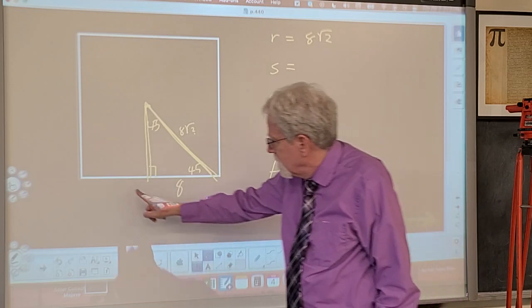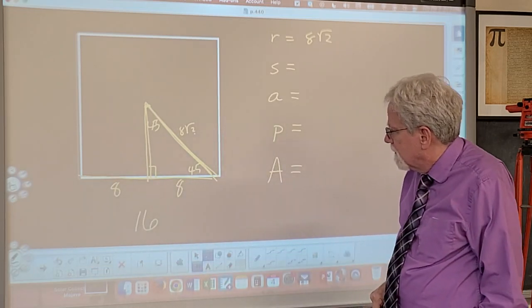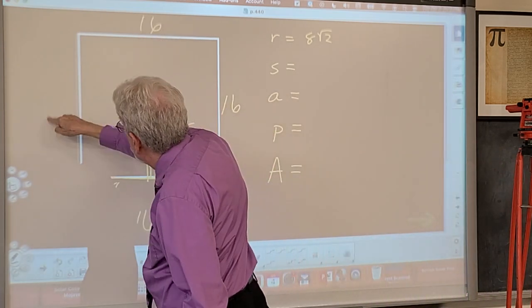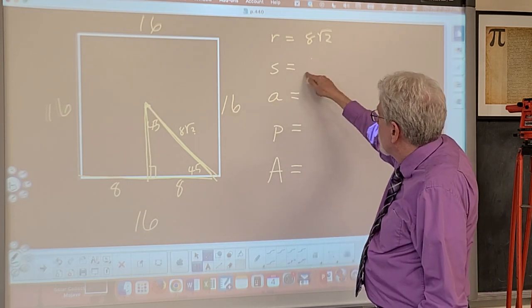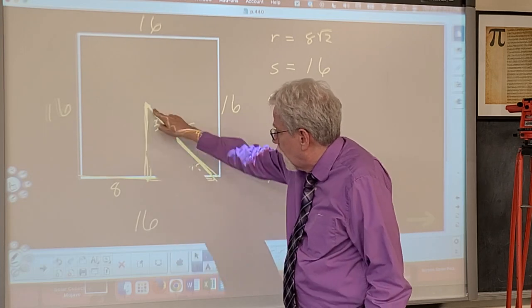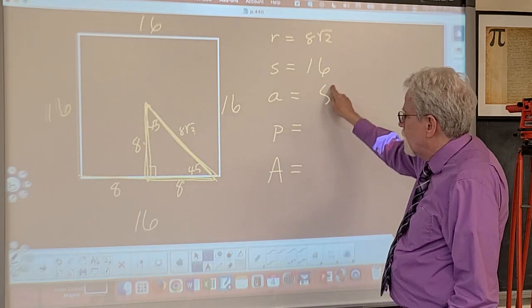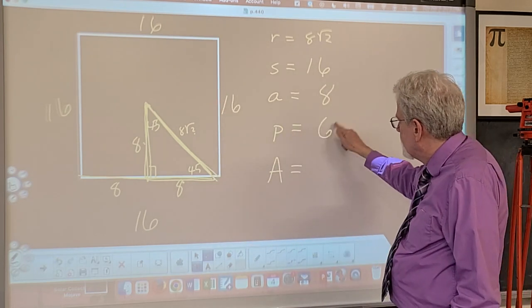So that's 8. This is 8. The whole side must be 16. And it's a square, so it's 16, 16, 16, and 16. So, what's S? S, a side, is 16. The apothem is, oh, in a 45-45, aren't these 2 legs the same? Mm-hmm. The apothem is 8. The perimeter is 16 times 4. That's going to be 64.